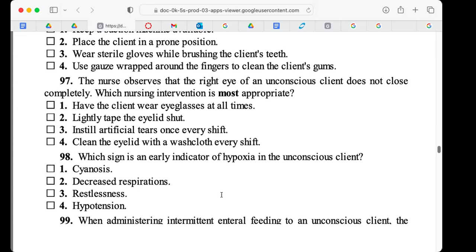What is cyanosis again, Miss Alexandra? Sure. It's when the tissues turn a bluish tinge, a bluish pigment. No oxygen. Yeah, the hemoglobin. But that's a late indicator of hypoxia. An early indicator would be restlessness. So, number 3. Hypotension and decreased respirations, those would both be late.